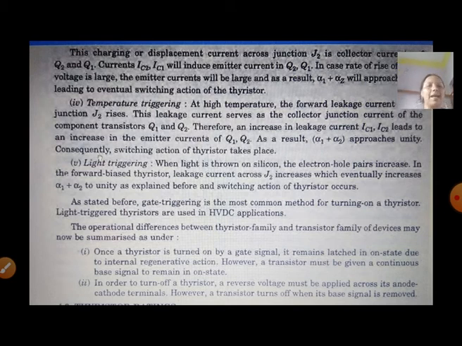That means in the transistor family, a transistor turns on by giving a continuous base signal to remain in the on state, and to turn off a transistor, we need to remove the base signal. This is the operational difference between thyristor family member and transistor family member semiconductor devices. So this is all about the two transistor analogy turn on mechanisms.